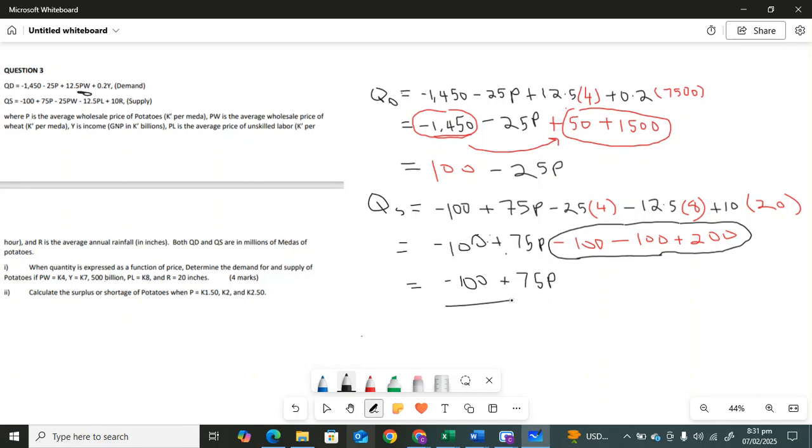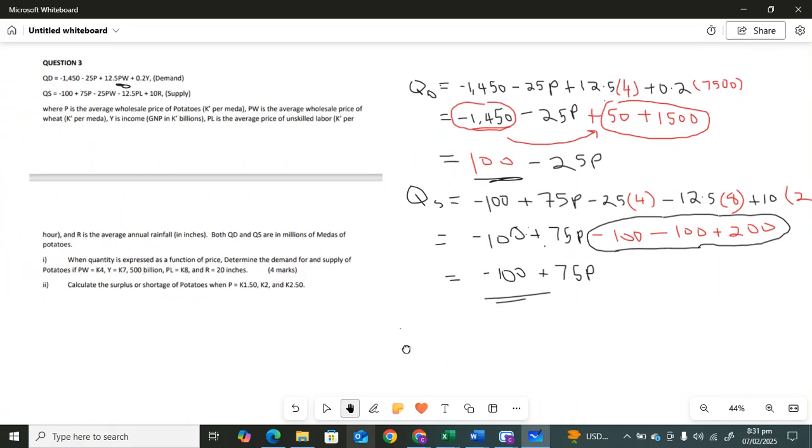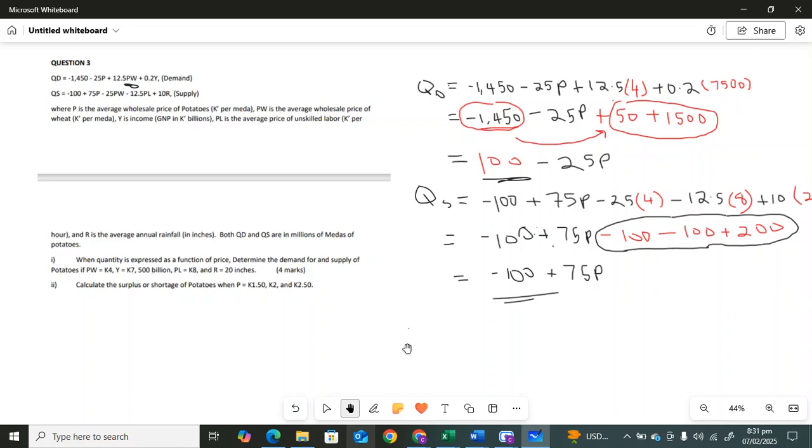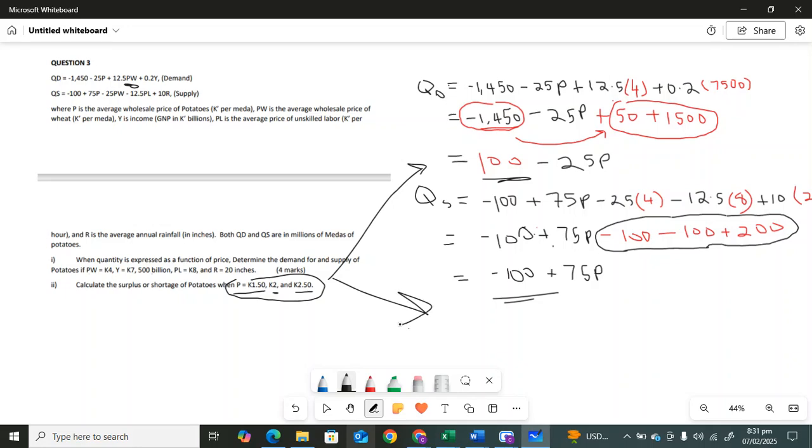So this is our supply function, and we have our demand function. Second part of the question is calculate the surplus or shortage of potatoes when P equals 1.5, P equals 2 kwacha, and P equals 2.5 kwacha. So here it's just a matter of substituting these values of P into both the demand and the supply function.